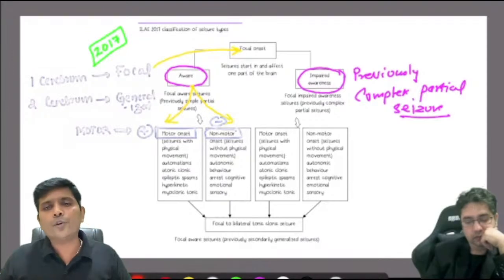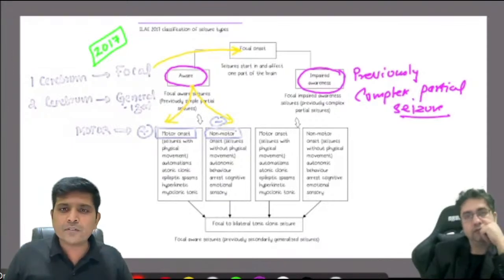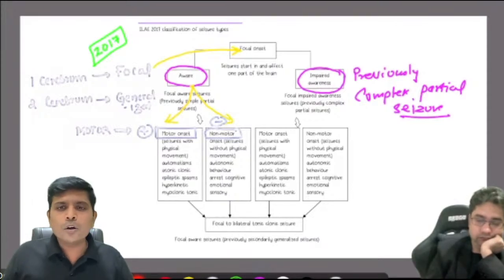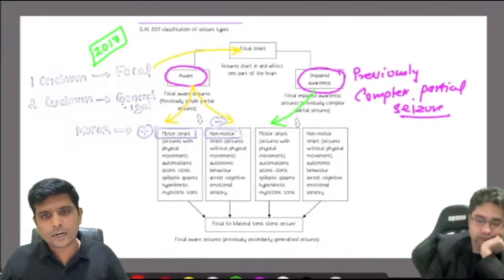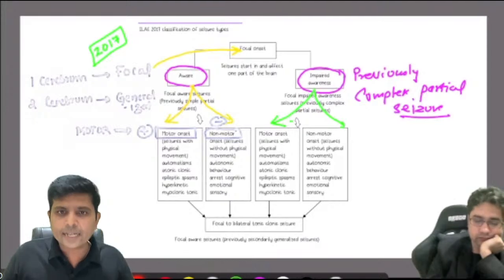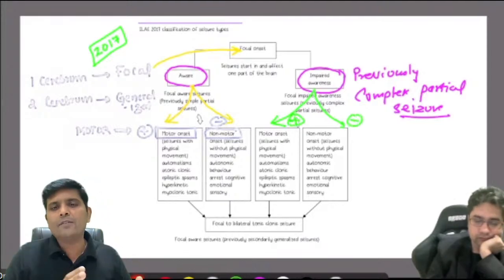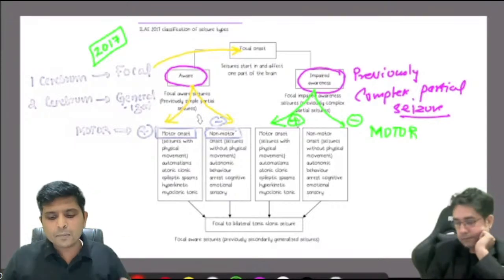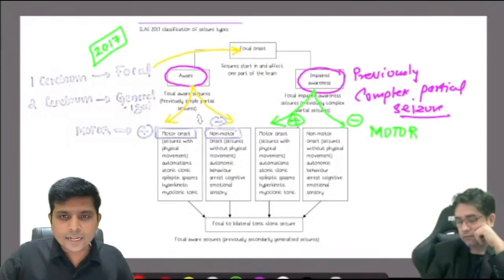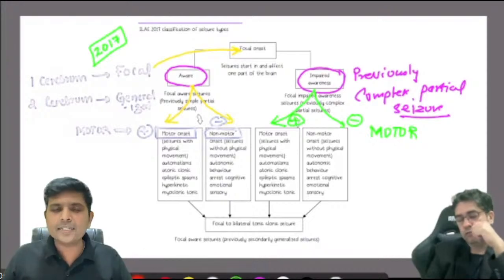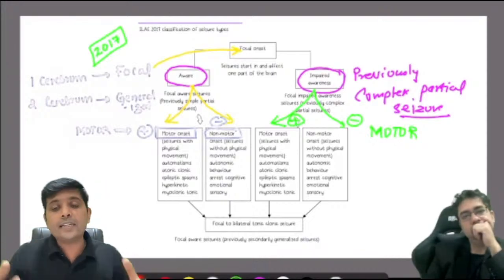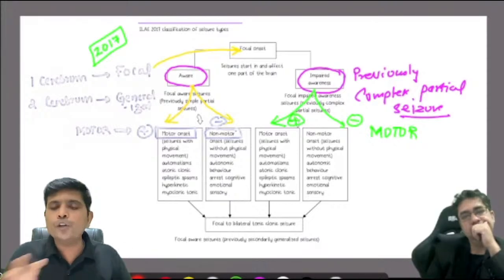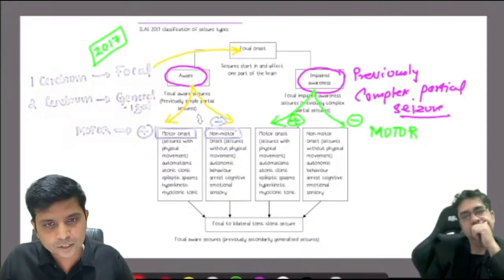And then when you come to focal seizure with impaired awareness, again this is divided into motor and non-motor. As we discussed already, motor means it involves some form of motor movement, whereas non-motor means it can be either emotional or sensory or autonomic, either in the form of increased heart rate, increased sweating. In those instances, it can present.